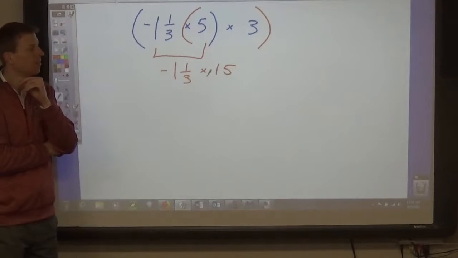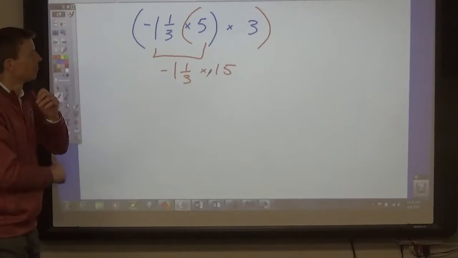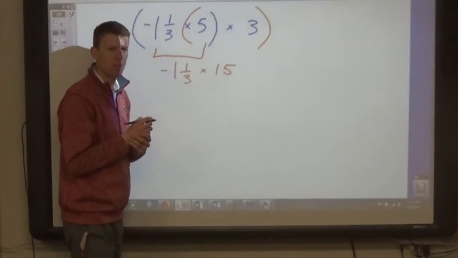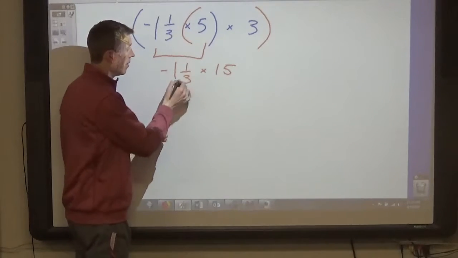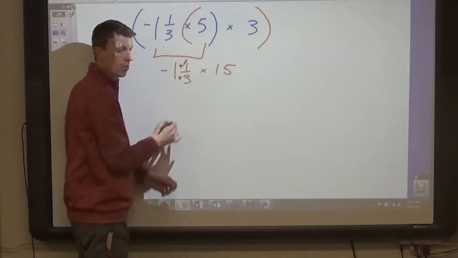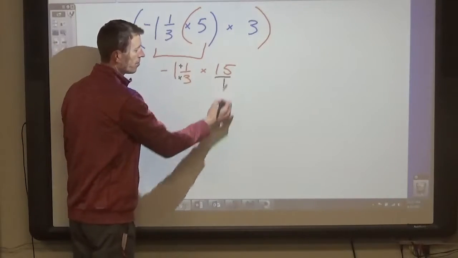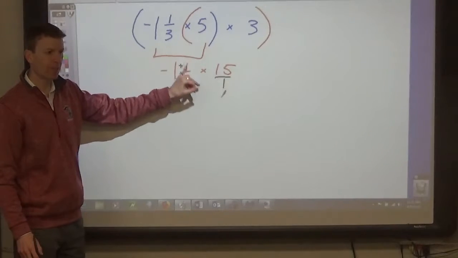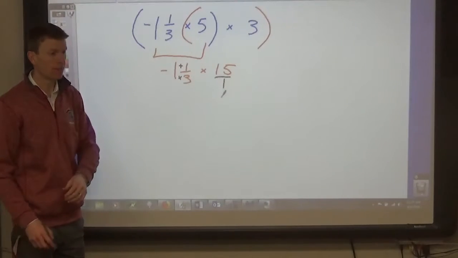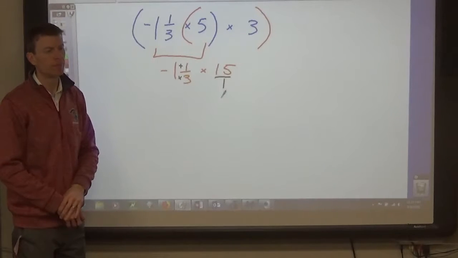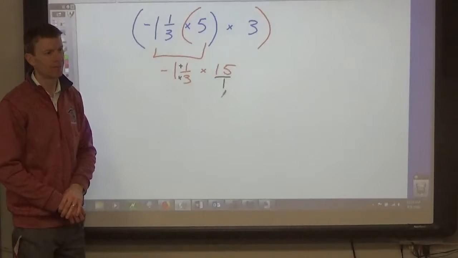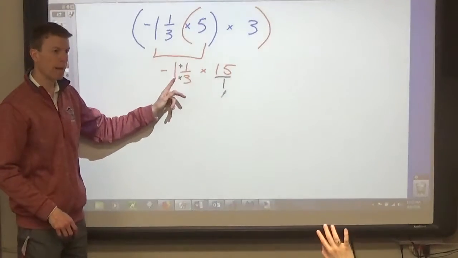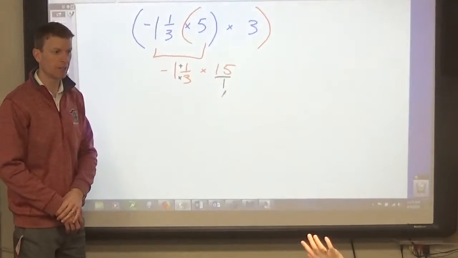You can make it 3/3 since it's 1/3. Alright, so we're going to have to change them both to fractions, right? So we can change this one to a top-heavy fraction. Matt, how do you do that? Top-heavy fraction. No. This one, the mixed number to a top-heavy fraction.